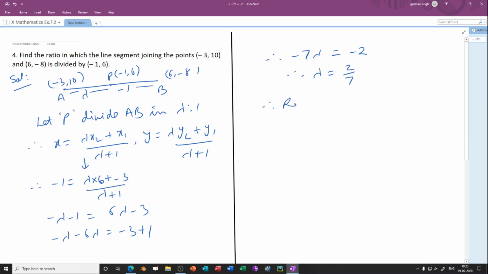Therefore the required ratio is... Here what we have taken, P is dividing AB in the ratio of lambda ratio 1, and if you solve lambda ratio 1, it will be lambda by 1, that is lambda only. So the required ratio is nothing but lambda only, that is 2 by 7. So 2 ratio 7. So this is the answer of question number 4, very simple one.